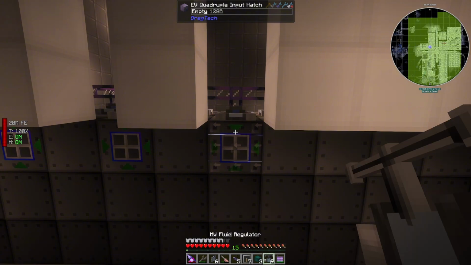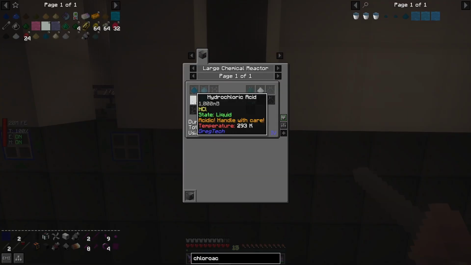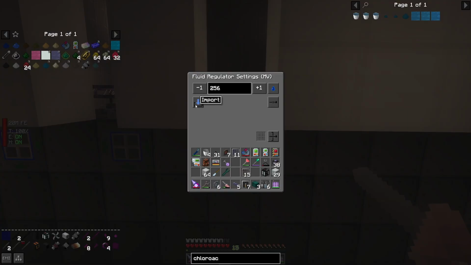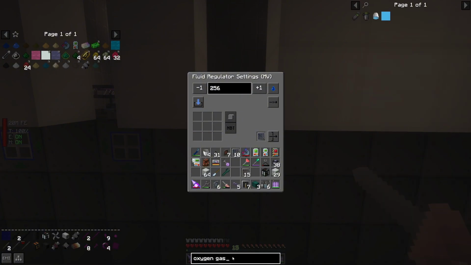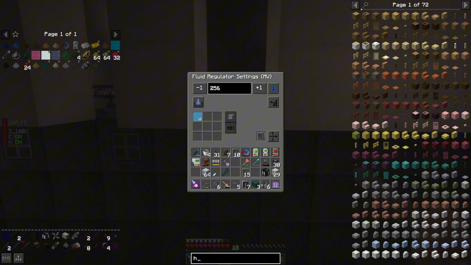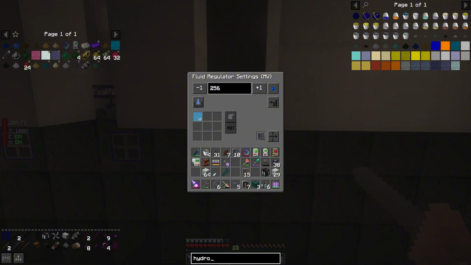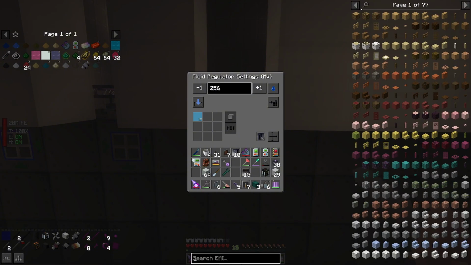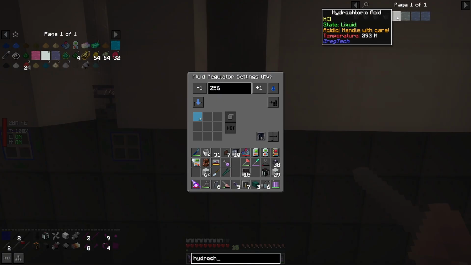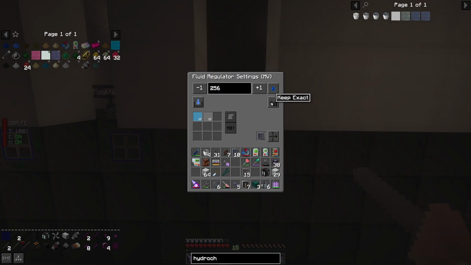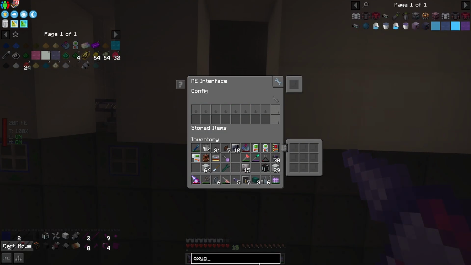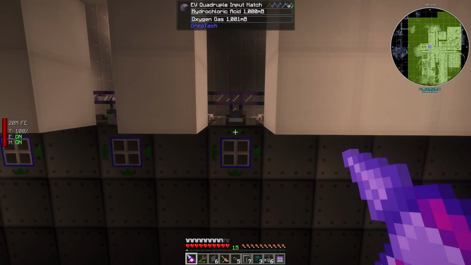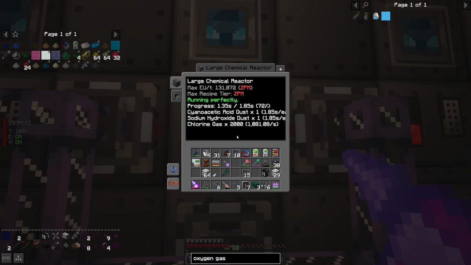Regulator. Okay, so hydrochloric and oxygen, and because I don't think this does halves. And hydrogen, no, wait, what was it called again? Hydrochloride? Hydrochloric, there we go, HCl. Right, import, and hydrochloric, oxygen gas, and you're happy.